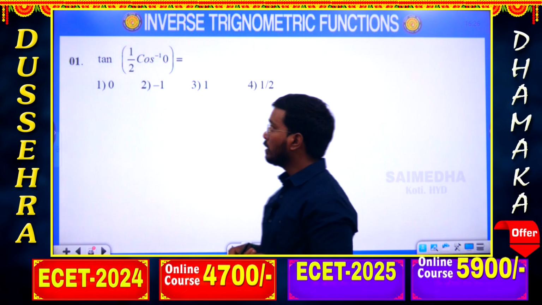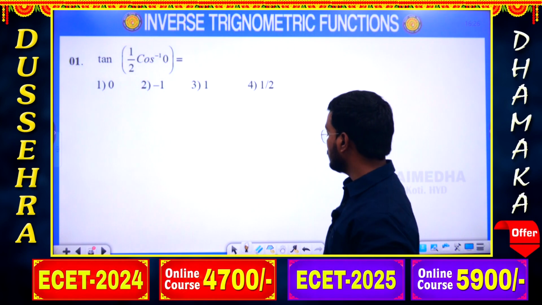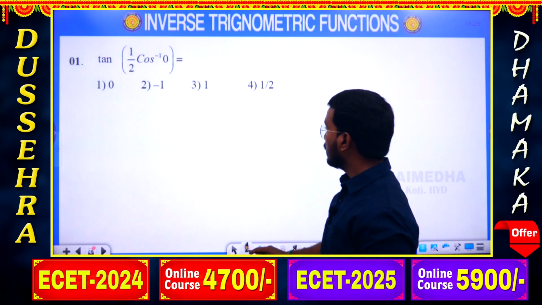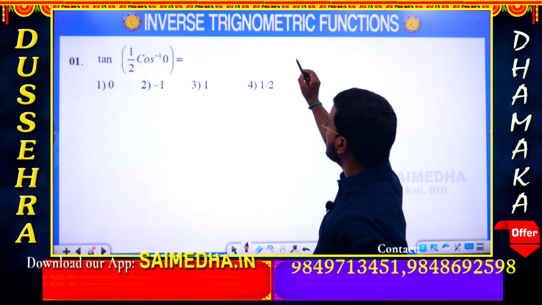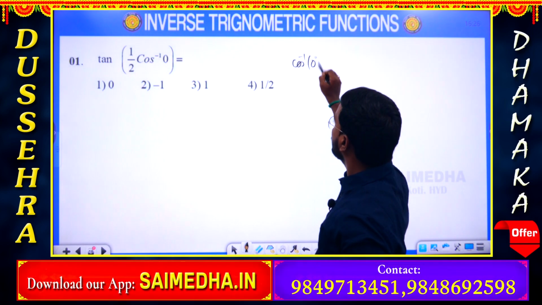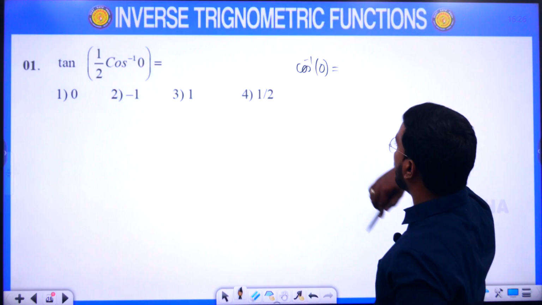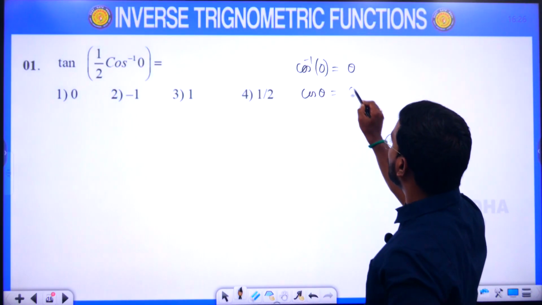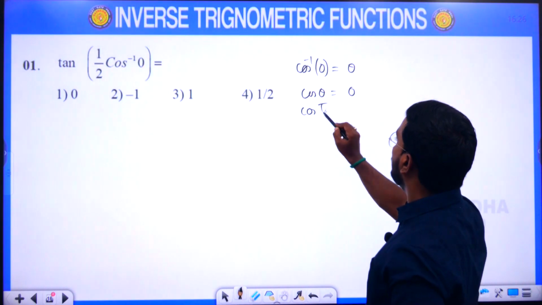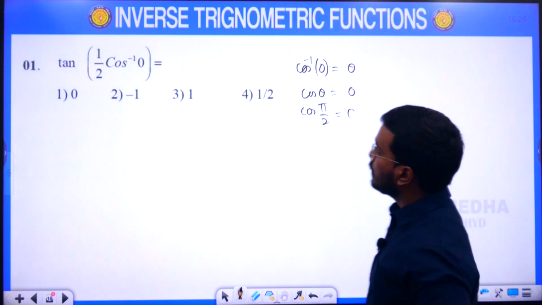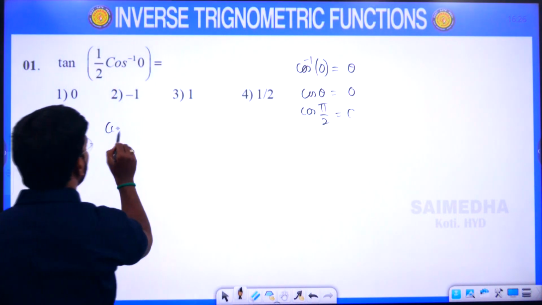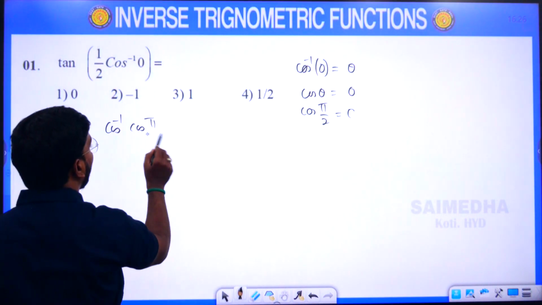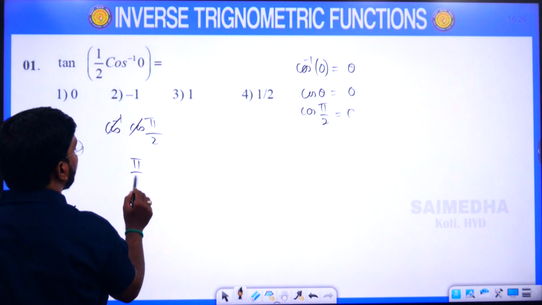Question number one. Observe the question. This is regarding the range type of problems. Here we are having a cos inverse of 0. For what angle are we going to have the 0 value? Suppose cos inverse of 0 is theta. So cos theta is equal to 0. So cos 90 will give you the 0 value. So here I can write cos inverse as it is. Cos 0 can be written as cos 90. So the left out part is 90.